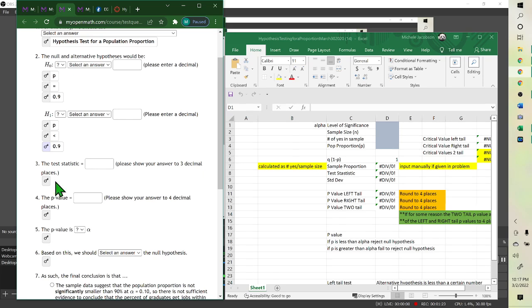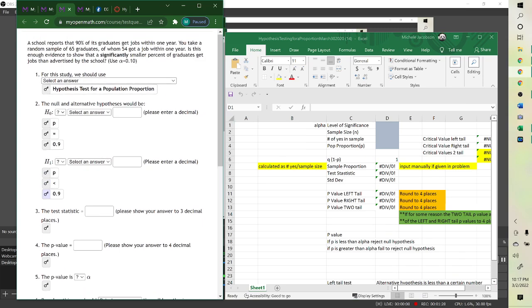To find the values, we plug in here. Our level of significance, alpha, was 0.1. Enter 0.1. Sample size was 65. The number of the ones that said yes was 54. And the population proportion comes from the hypothesis, 0.9.